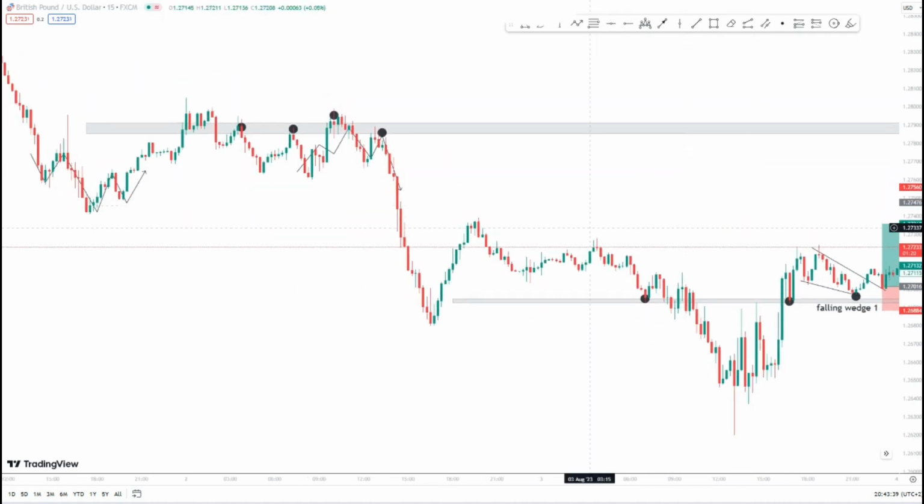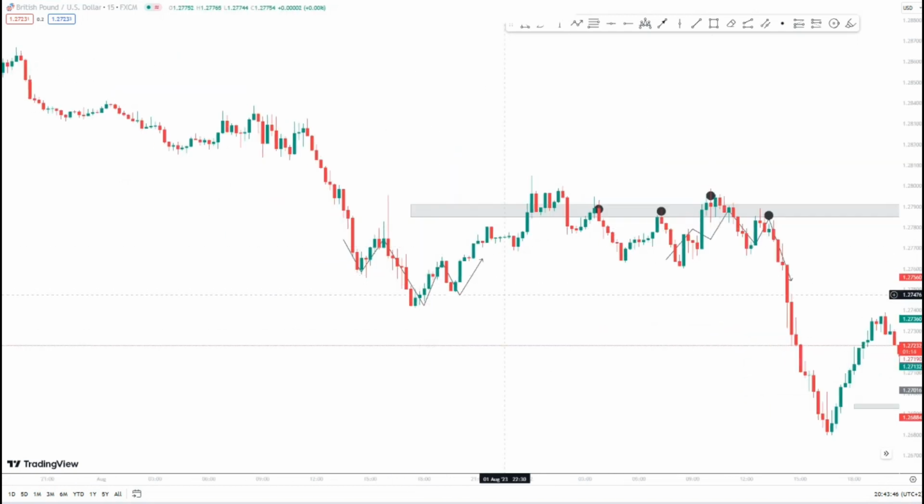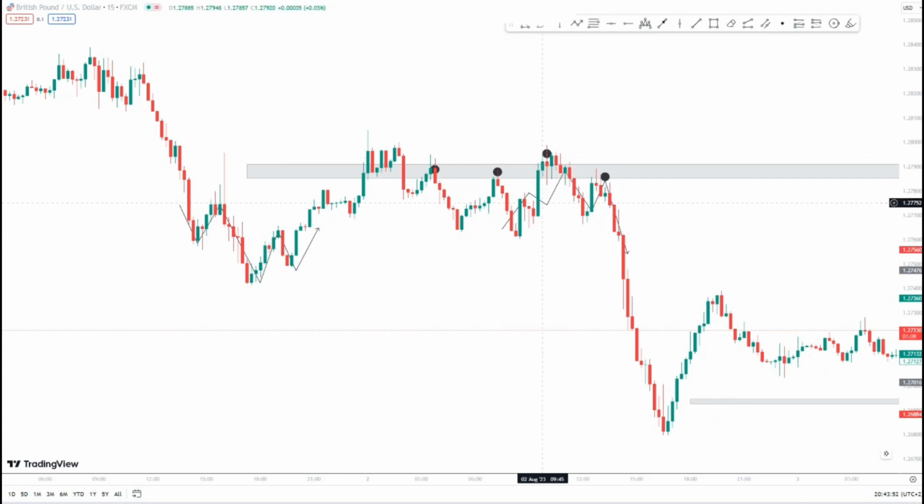So now I'm going to show you the example of heads and shoulders, right? Heads and shoulders are pretty simple. You can find them everywhere in the charts. So here's my first example right here. Let me just show you the heads and shoulders, and then I'll show you the inverse heads and shoulders. So this is my example.